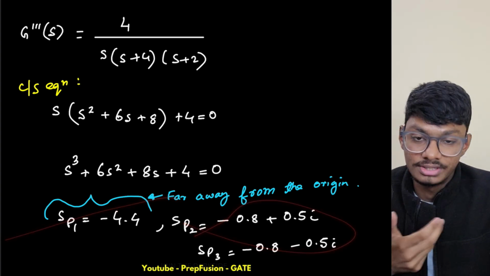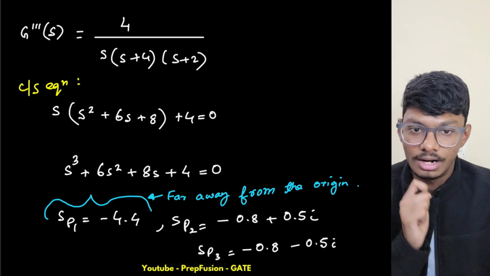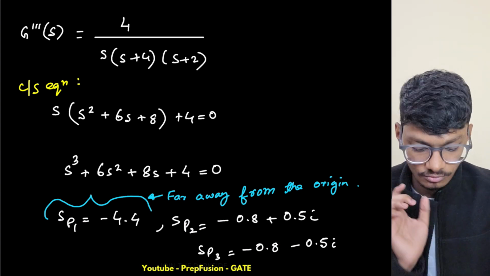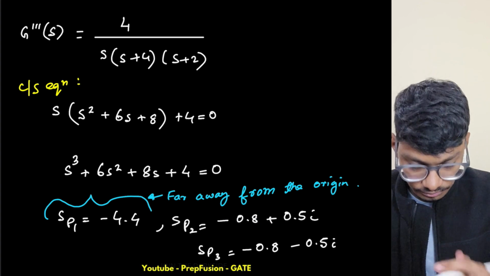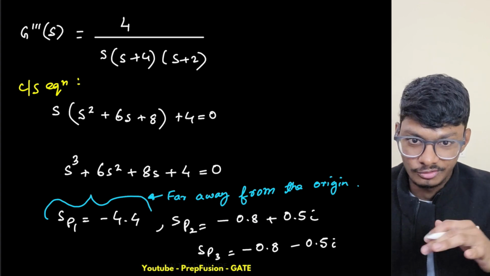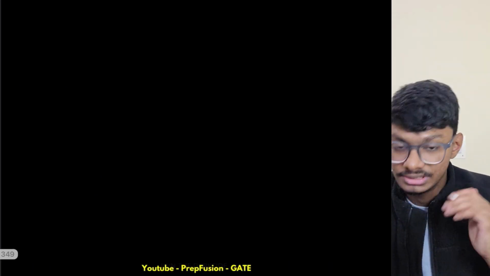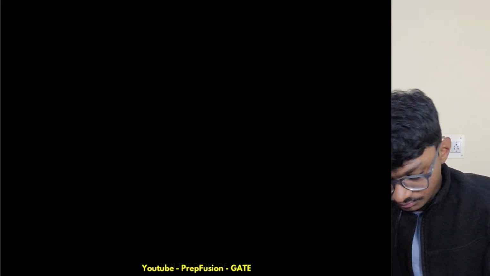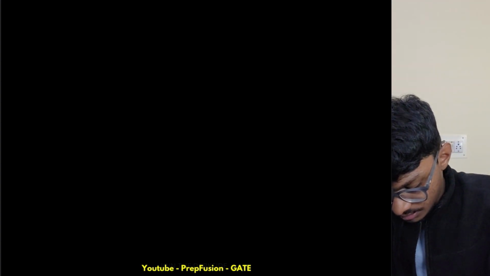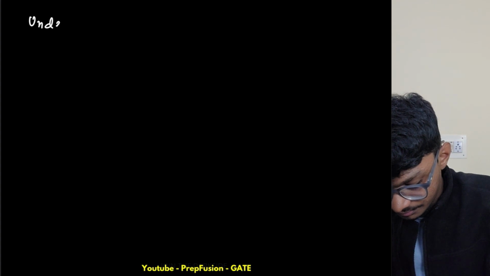Now what does complex conjugate poles mean? We have an underdamped system. Now if you have an underdamped system, what does that mean? That means that I will have zeta and omega n, obviously, but my zeta will be less than 1. My zeta will be less than 1 definitely. So let us just calculate the zeta and omega n. The system is underdamped.